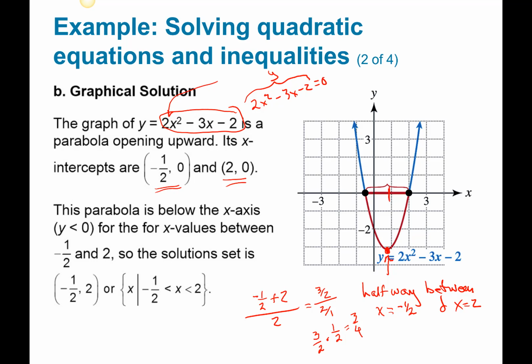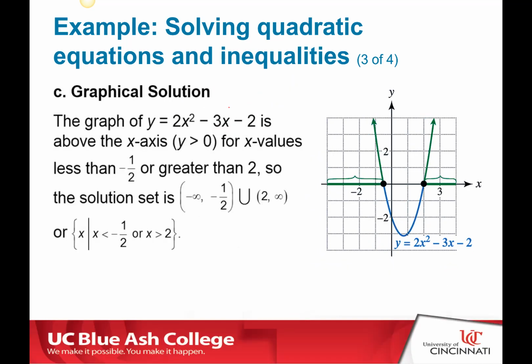Does that make sense to everybody? Okay. So the cool thing is, when you know your intercepts, you can always figure out where the vertex is going to be. It's going to be halfway between them. So all you got to do is add the two together, divide by 2, and boom, you're good. Does that make sense? Everybody good? All right.